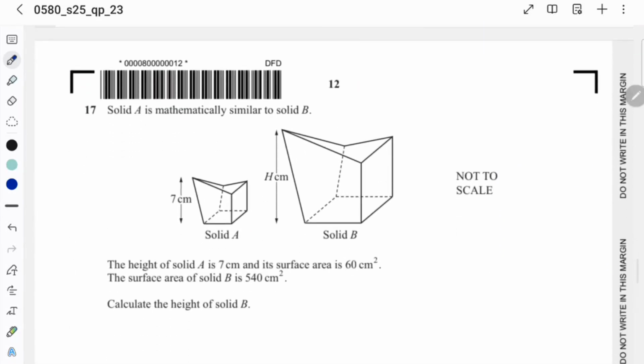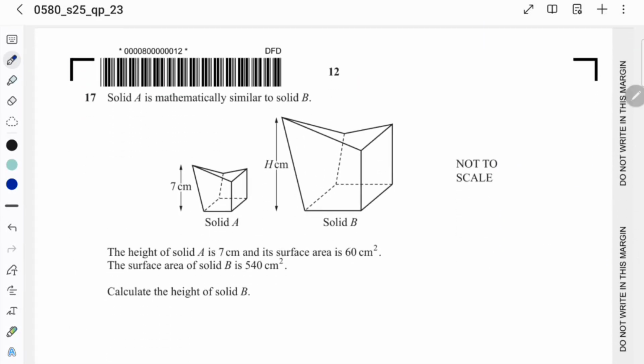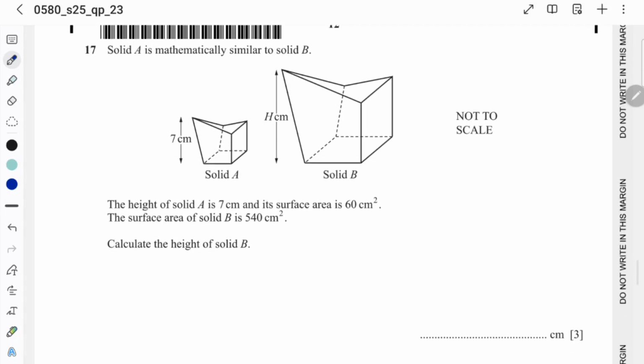Okay, the next one you have is question number 17. Solid A is mathematically similar to solid B. The height of solid A is 7 centimeters and they are talking about surface area. The volume is not there. So the surface area of solid B is 540. Calculate the height of solid B.